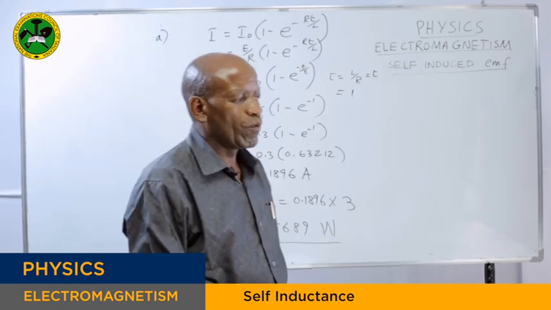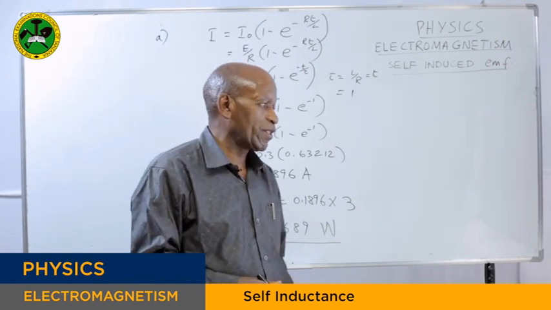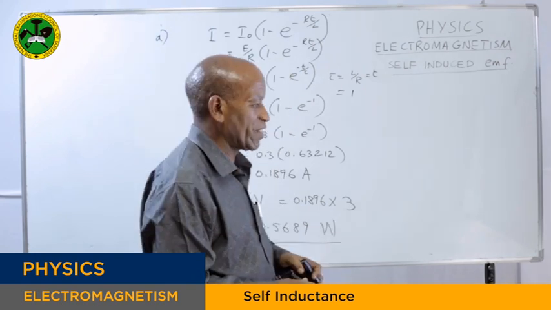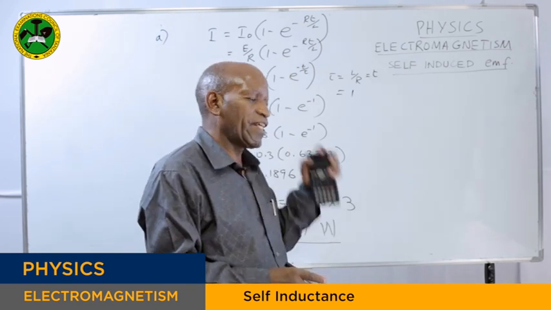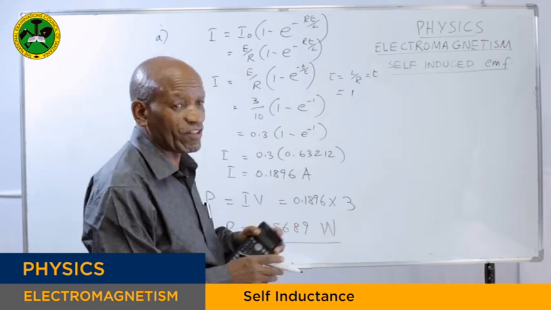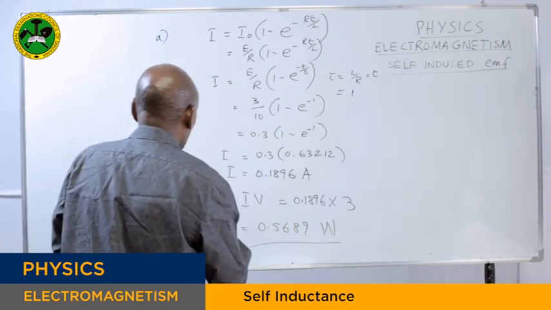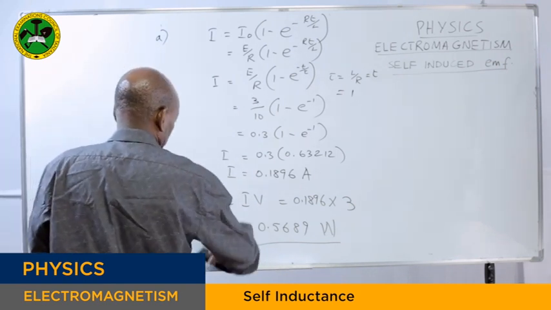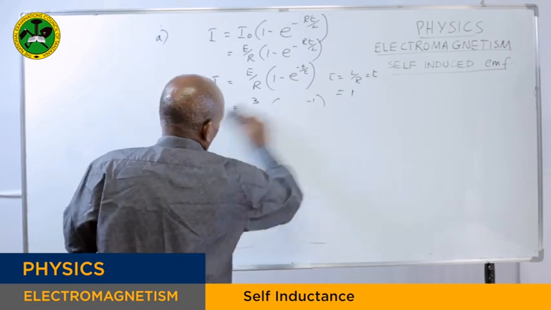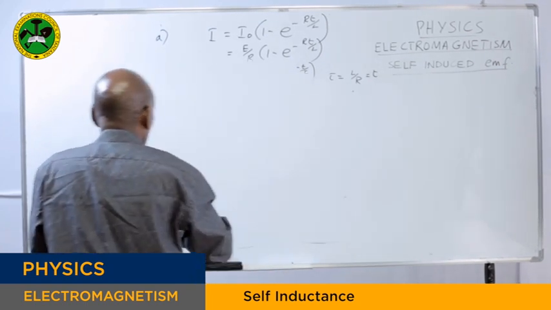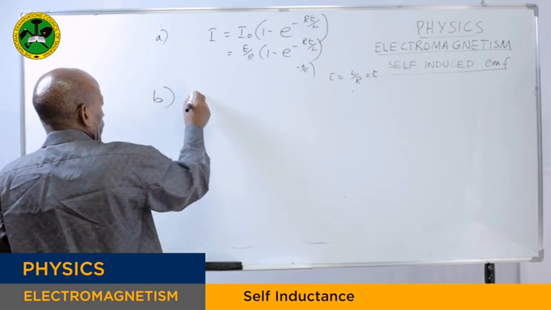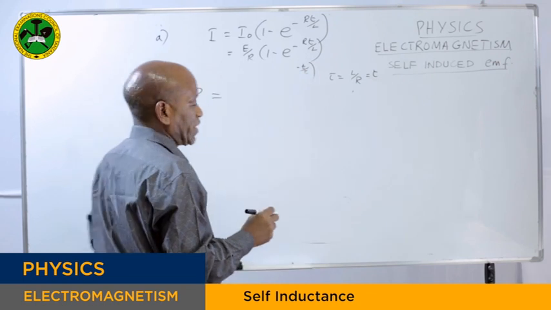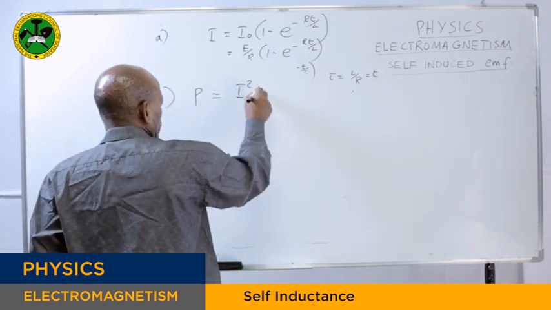Okay, we proceed to our second part, that is part B. We need to determine the rate at which the energy appears as joule heat in the resistor. This is also a power. And as long as we have already obtained the current I, then this will just be equal to the current squared times R.